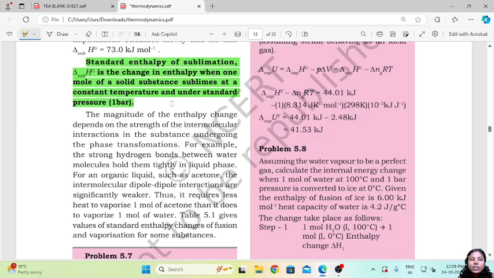Next we have the standard enthalpy of sublimation. Sublimation, we know that a solid sublimes at a constant temperature and under constant pressure.